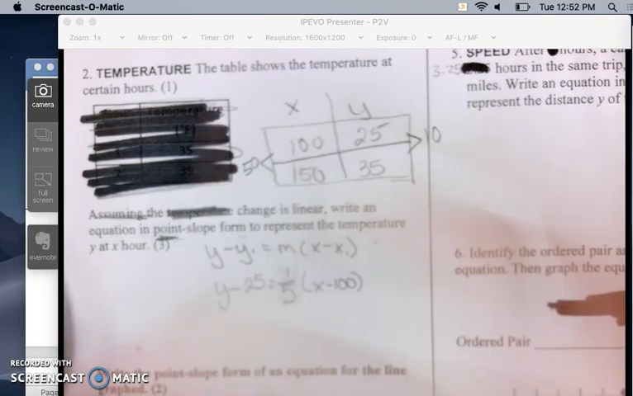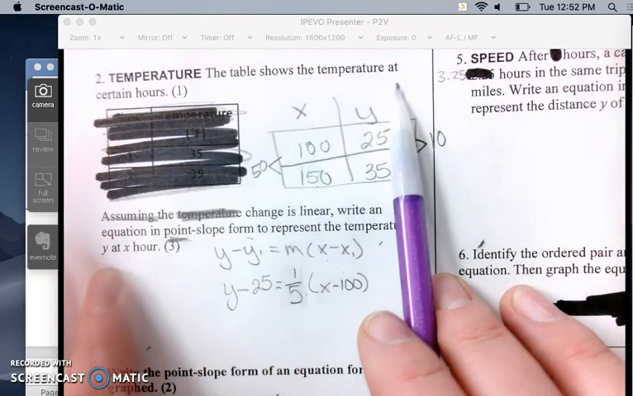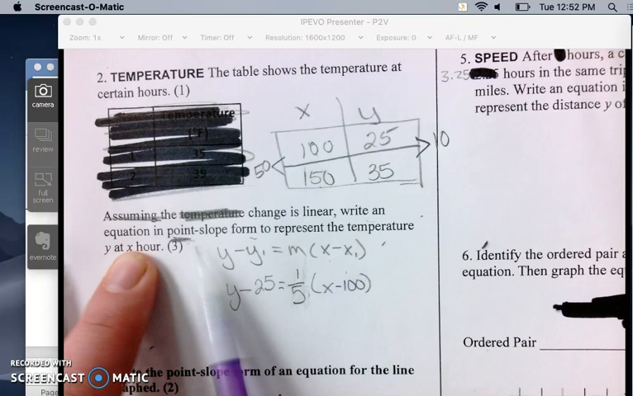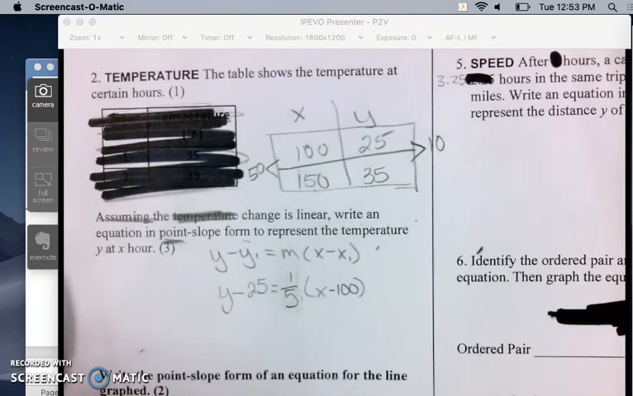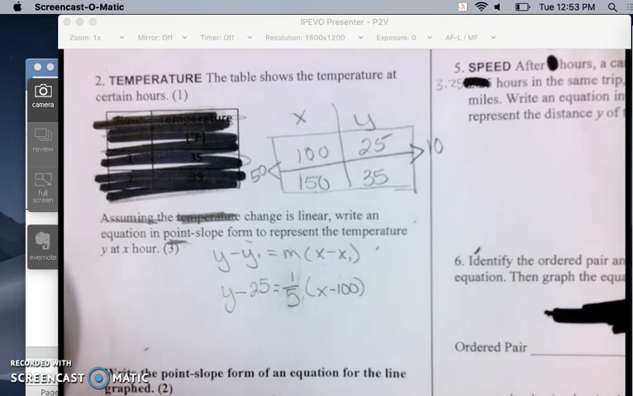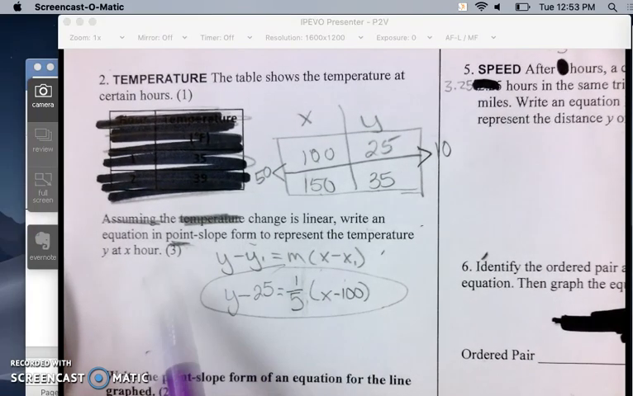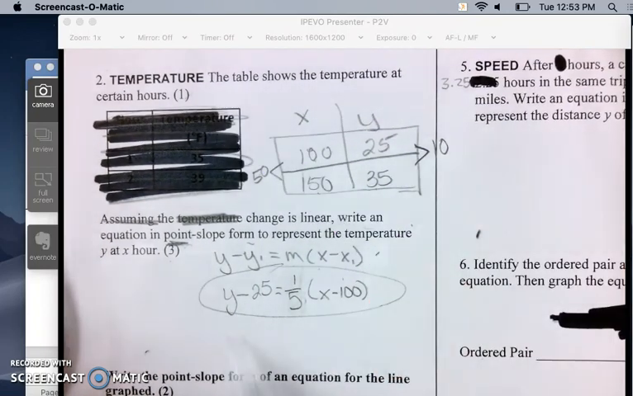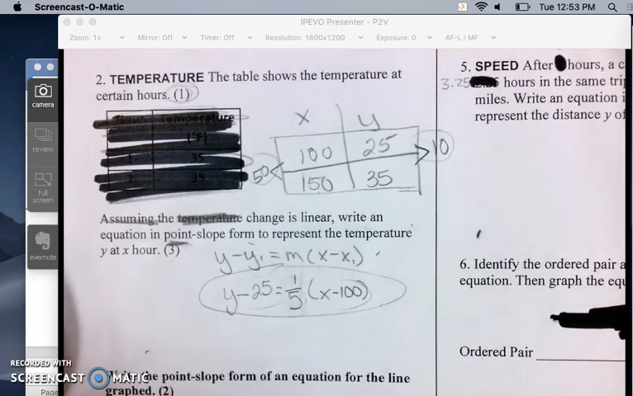1 over 5. And if I look here, the table shows the temperature at certain hours, assuming the change is linear, write an equation in point slope form to represent the temperature y at x hours. So I'm just making sure that I'm fulfilling everything it's asking me to do. It's asking me to write an equation in point slope form. Point slope form. Right there. Okay? And it's worth 3 points. 1, 2, 3 points there. I believe this point would be for finding that rate of change up here.